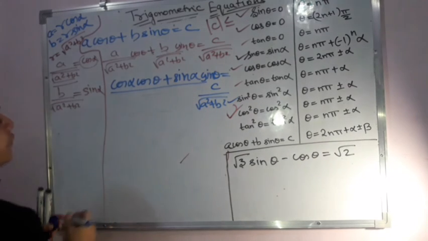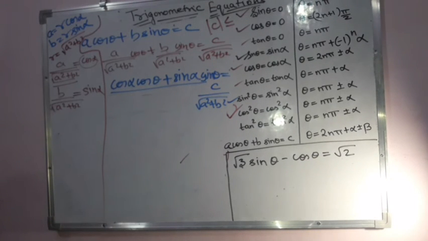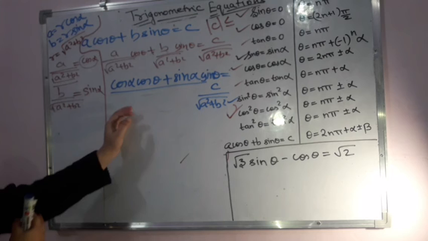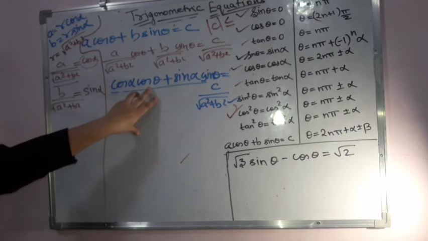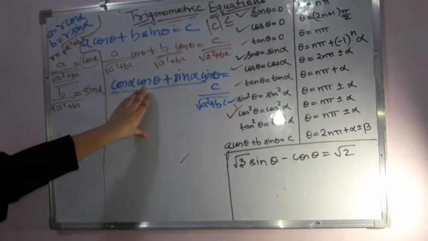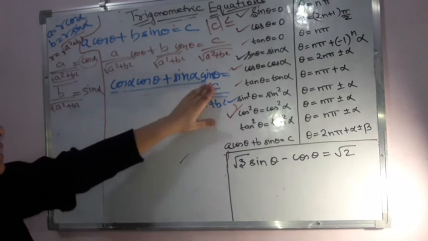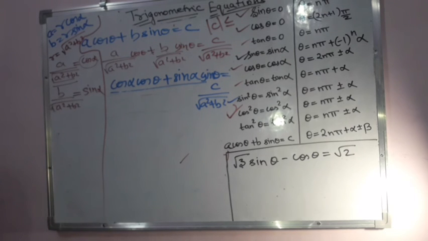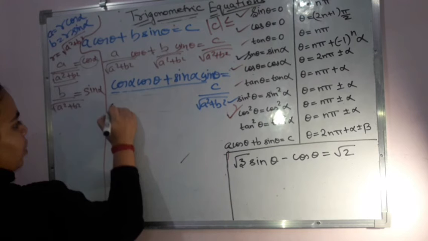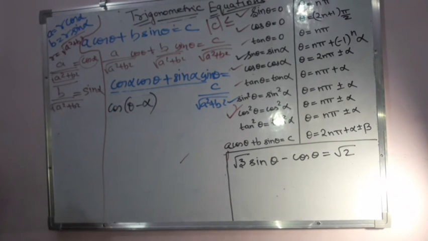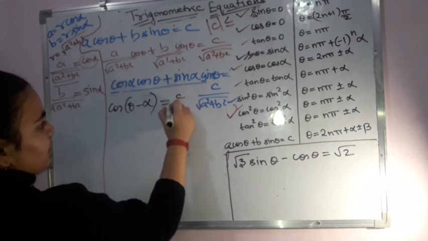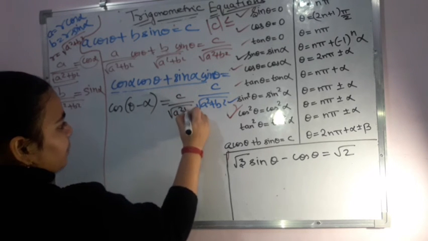This is the formula for cos(a minus b). Why? Because I have this as cos alpha, this is cos a cos b plus sin a sin b, that is the cos(a minus b) formula. So I can write it as cos of (theta minus alpha), because theta I have to get. So this is equal to c upon under root of a square plus b square.